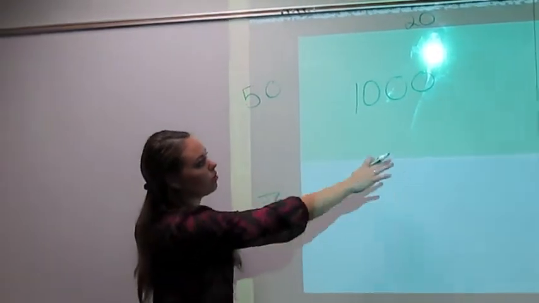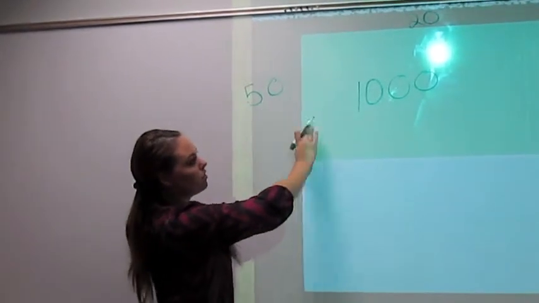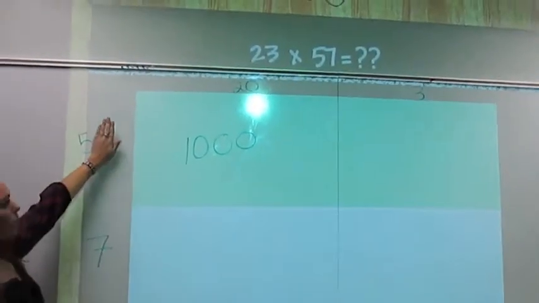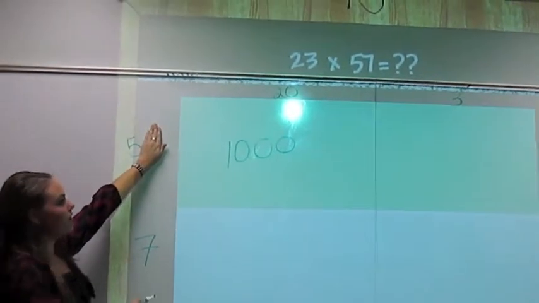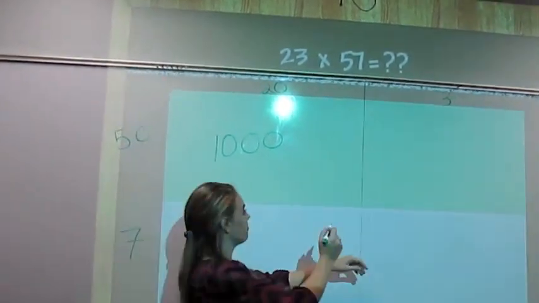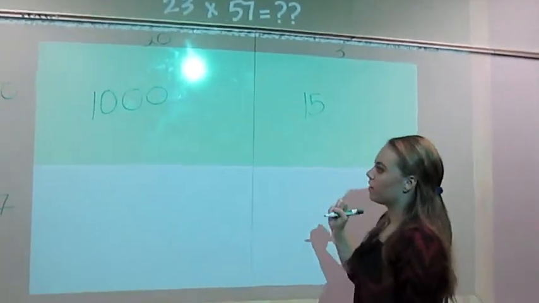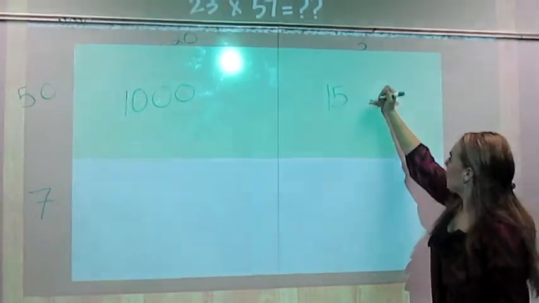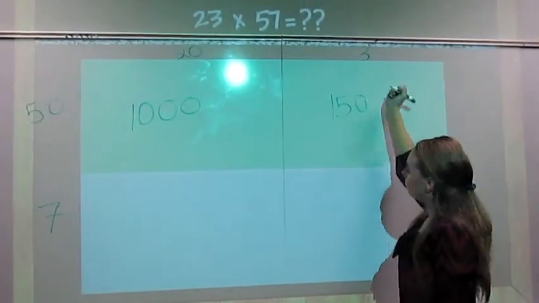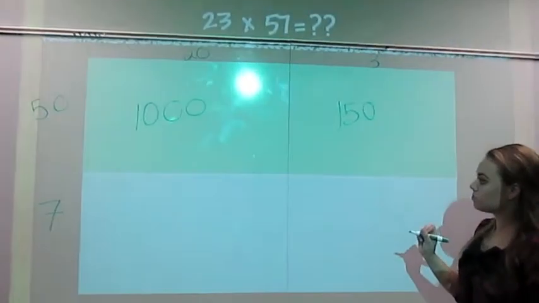Next, we're going to go horizontally again and do 50 times 3. We're going to cover up our 0, and that gives us 5 times 3. And that's an easy math fact, 15. Next, we have to bring that 0 back and make it 150.